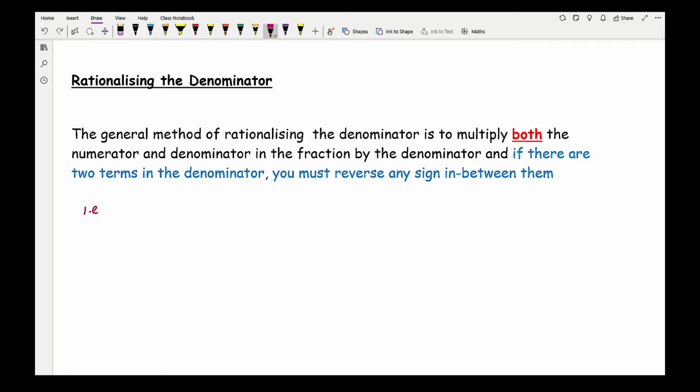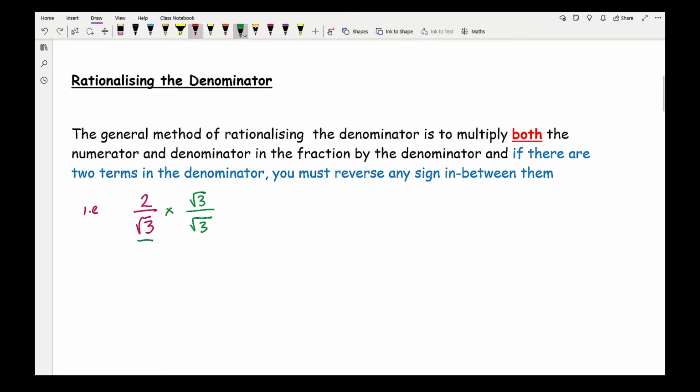So for example, if I had a fraction of 2 over root 3, then here I've only got one term in the denominator, which is root 3. And what I'm going to do is multiply both the numerator and the denominator, or top number and the bottom number, by root 3. And then I can work it out as normal.